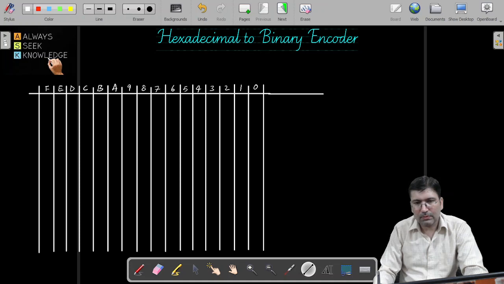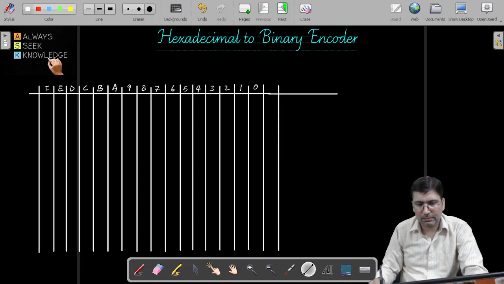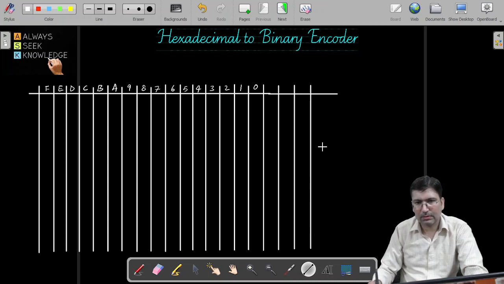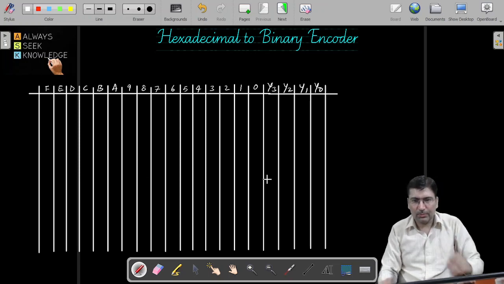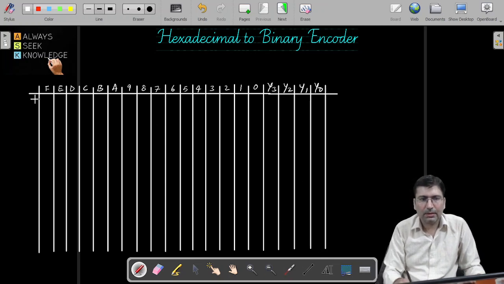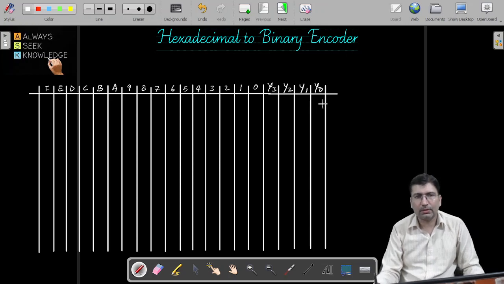Now there will be 4 different outputs. So 4 different outputs, any name you can assign, like y0, y1, y2, y3. So I am representing, let's say there are 4 outputs like this. So we have y3, y2, y1, y0, right? So that means we are going to have this encoder as 16 cross 4.